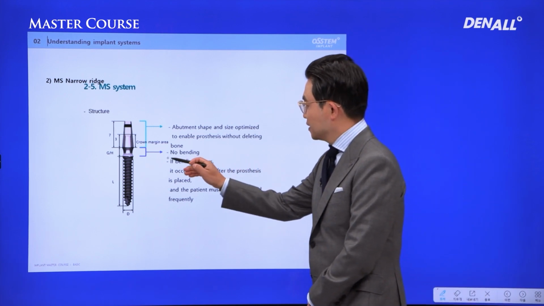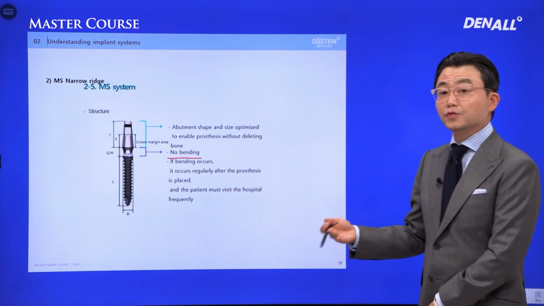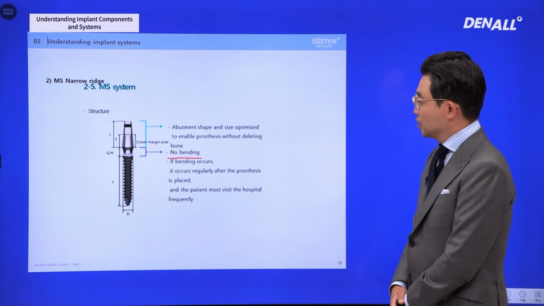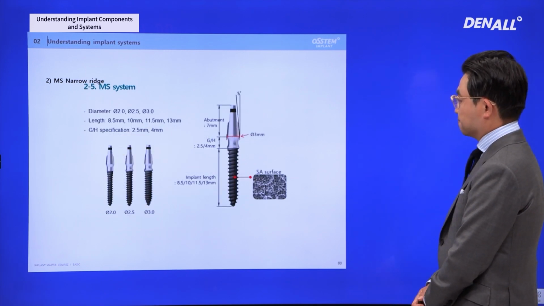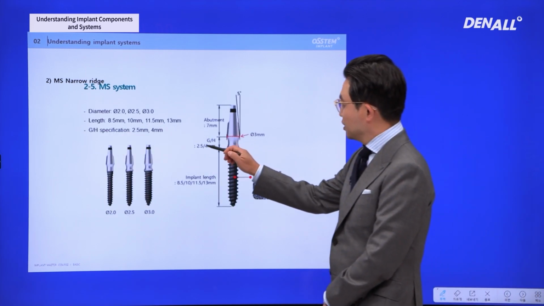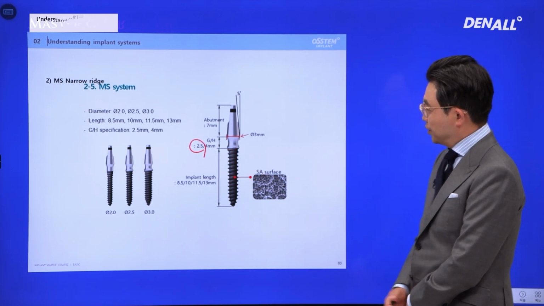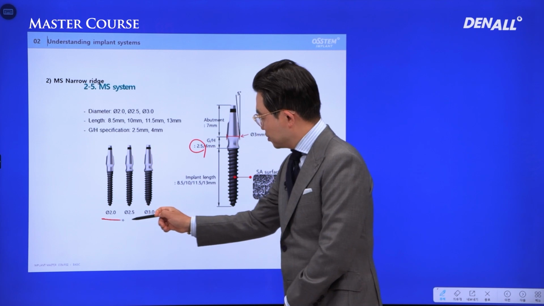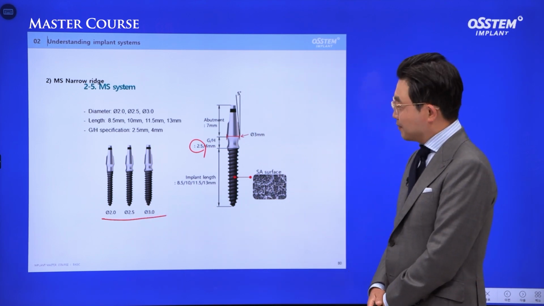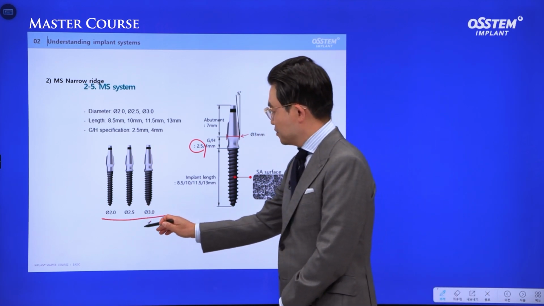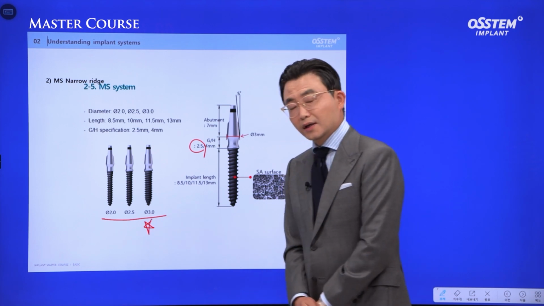And it cannot bend, as I told you. So besides the mandible anterior area, I do not recommend using this system. Gingiva height, clinically I use mostly 2.5. Diameters from 2 to 3 are available, but for me, I mostly opt for 3.0.